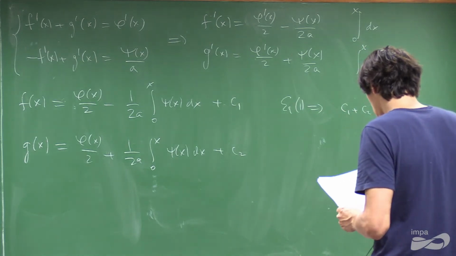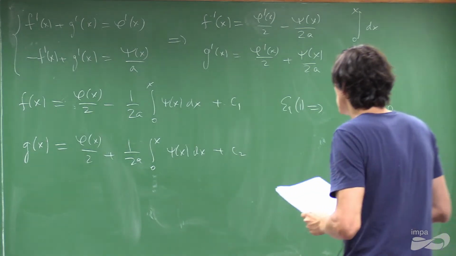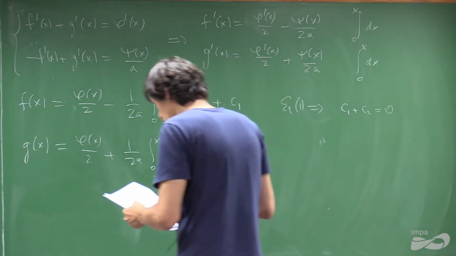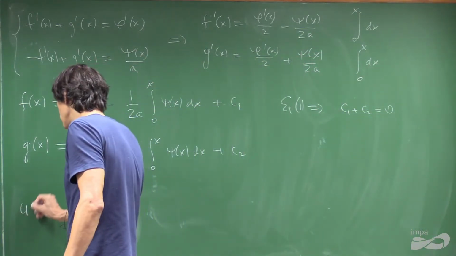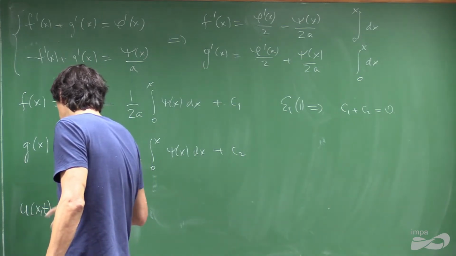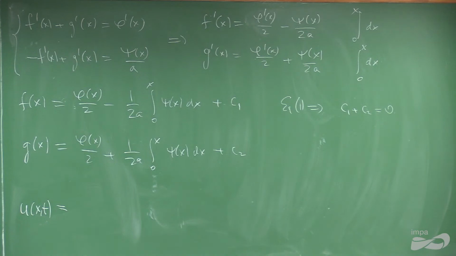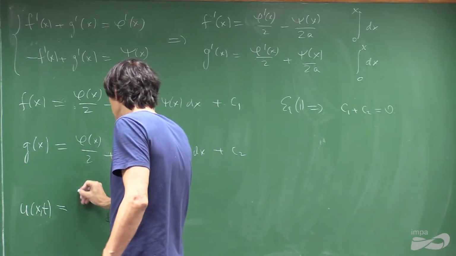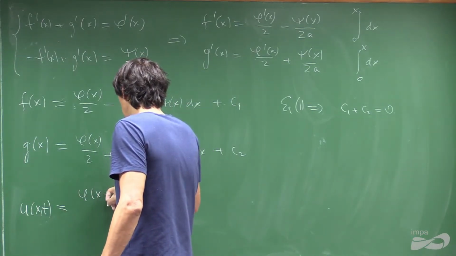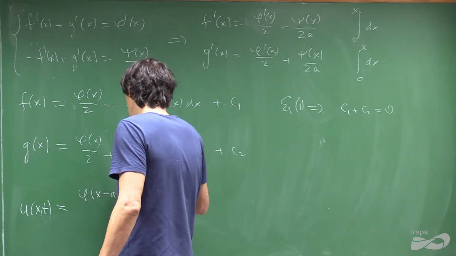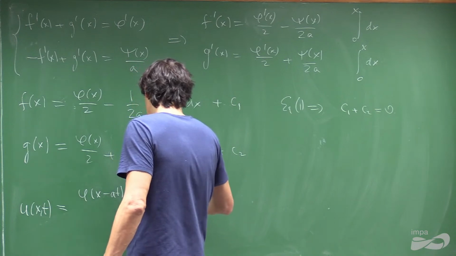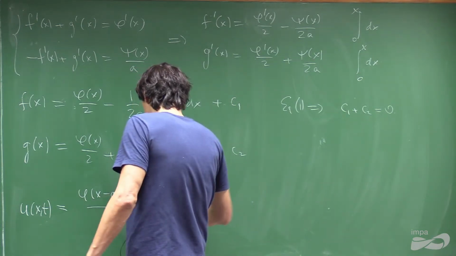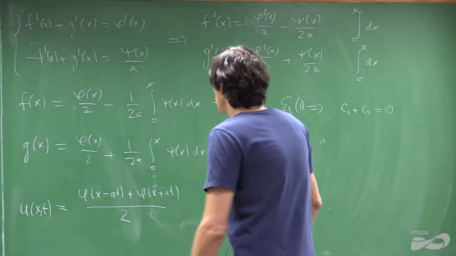Because now we can substitute everything into the solution, and now we know what the solution is. U of x and t is the sum of the functions f and j taken at these limits. So this will be the sum of phi's, phi at x minus at plus phi at x plus at, divided by 2. And then there will be the sum of the integrals.